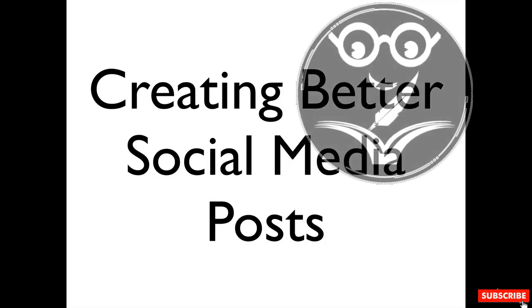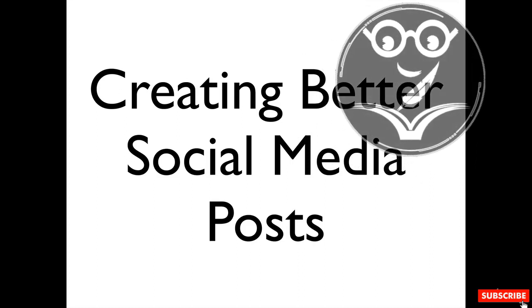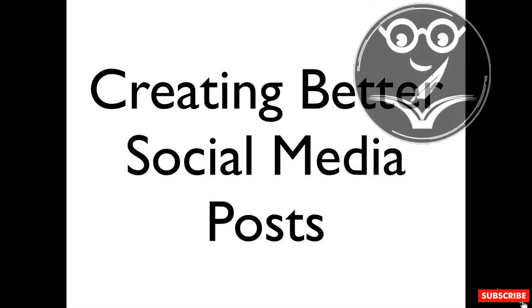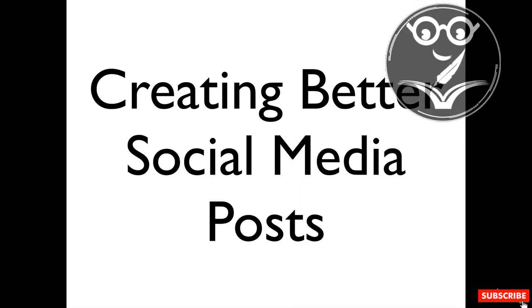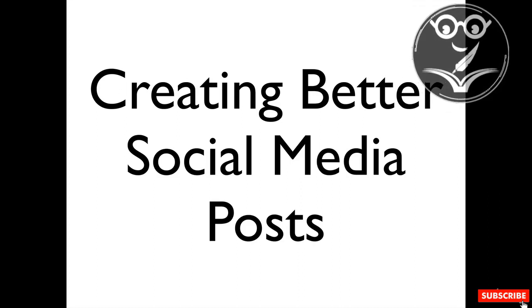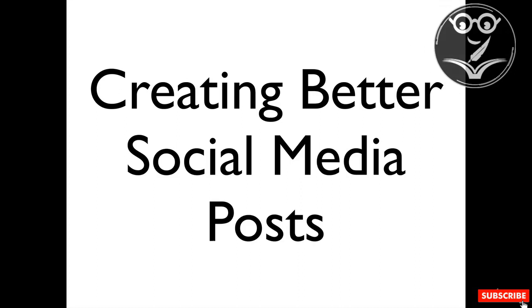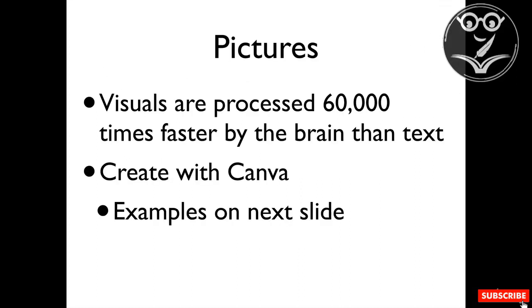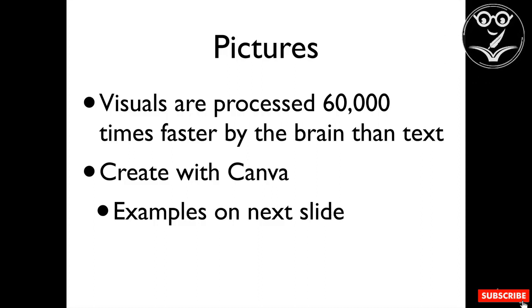The text, which every single social media post has, and a picture, which not as many social media posts have. So I'm going to discuss how to optimize the picture and the text in your social media posts so you can make them better. And first, I'm going to talk about pictures. You need to have pictures in your social media posts.